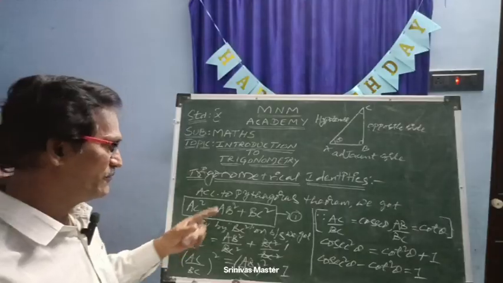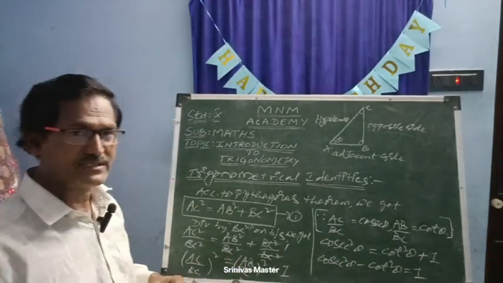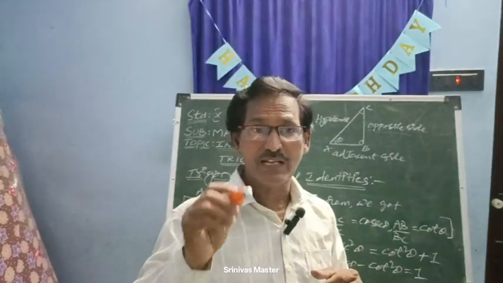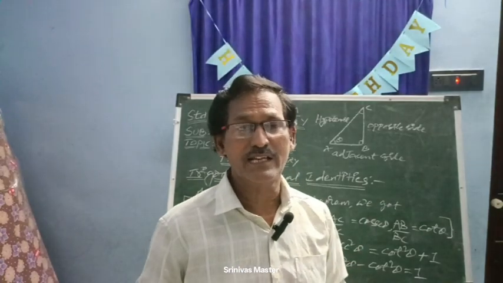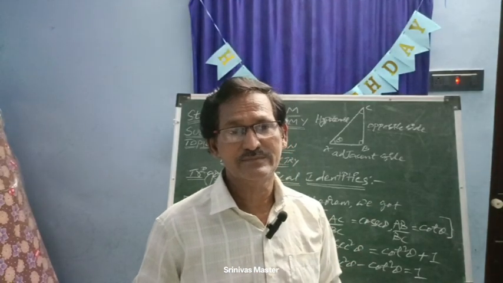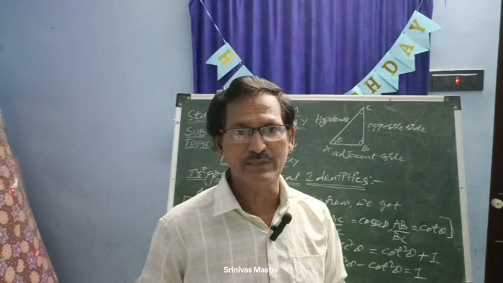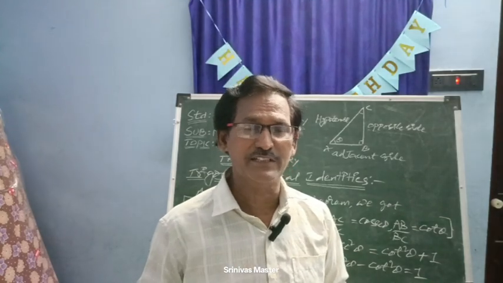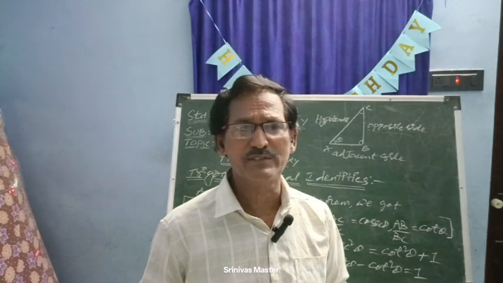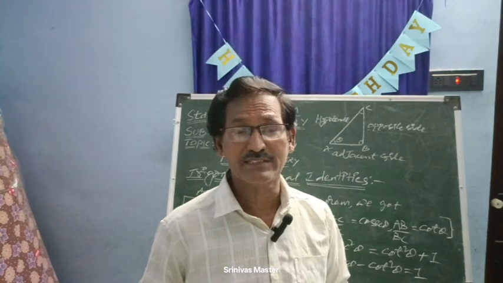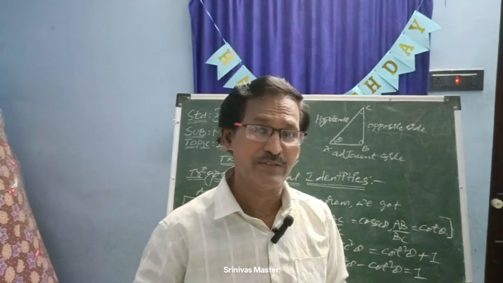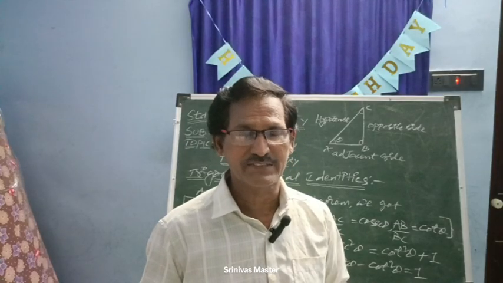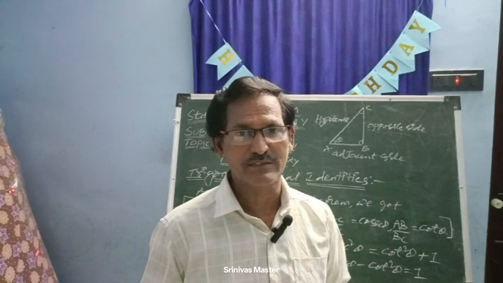See children, now we will go directly to the last exercise. In that last exercise also, children, the last Roman numeral, they have 10 questions. Simply don't think that they are bits, they are 10 questions. Each question is very, very important, because concepts are applicable. These are all the trigonometrical ratios and identities. That's why they take it as an important topic.